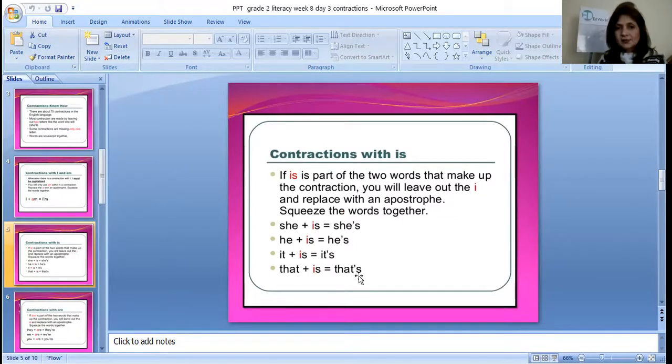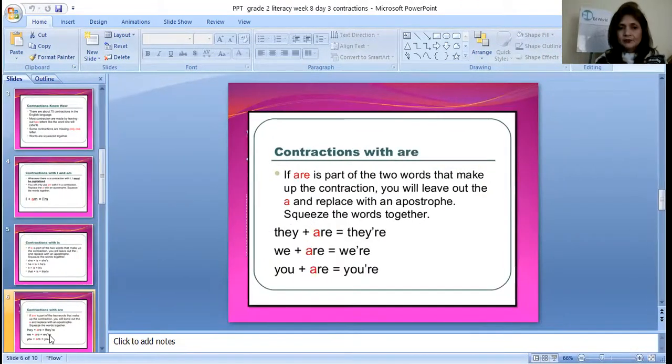So if is is part of the two words that make up the contraction, you will leave out the I and replace it with an apostrophe, right? In the same way, if are is part of the words that make up the contraction, you will leave out the A and replace it with an apostrophe. Like they are, you will leave out the A and write an apostrophe: they're. We are, again leave out the A and write an apostrophe: we're. You are, again leave out the A and write an apostrophe and then R and E.